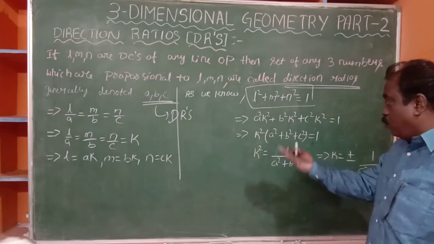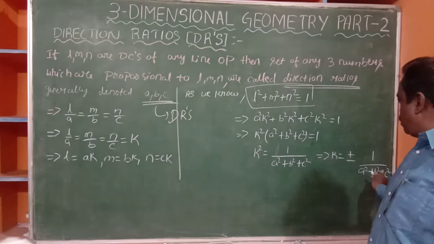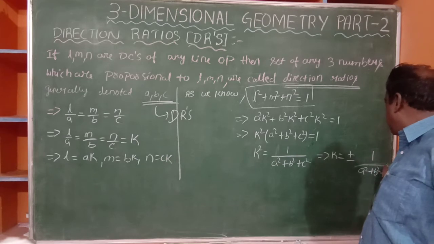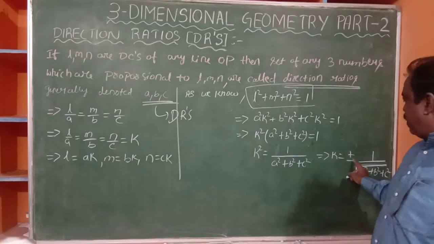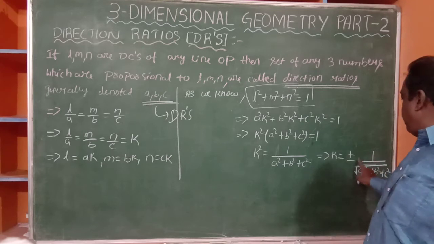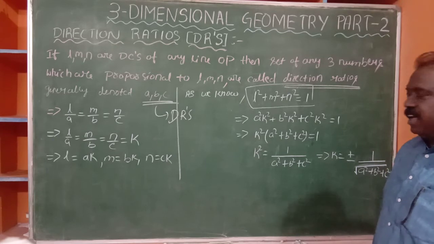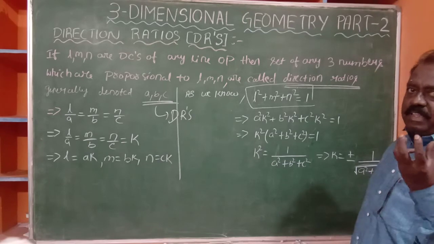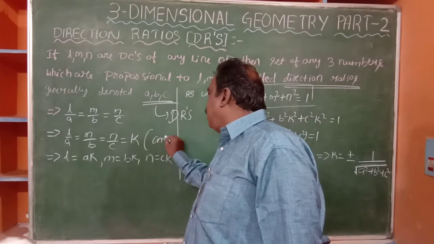So K is equal to the root. Root 1 is the same 1. But you mention plus or minus for this one. Why? Because from the square we get K equal to 1 by root of A square plus B square plus C square, with plus or minus. So this is the K value. What is K? We take it as a scalar, a constant, an arbitrary constant.